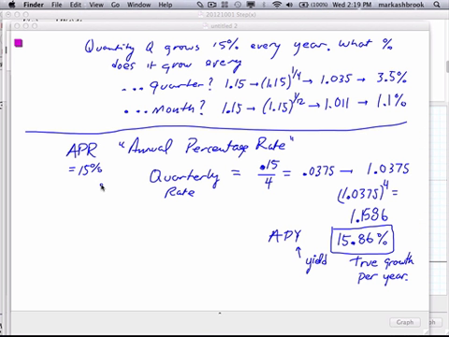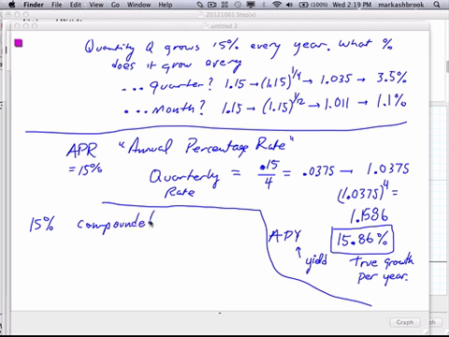Find the APY for 15% compounded monthly. So what would it be if it was 15% compounded monthly? First we need to find the monthly rate. What would the monthly rate be? 0.15 over 12. And then how would we get the monthly growth factor? Add 1 to that.